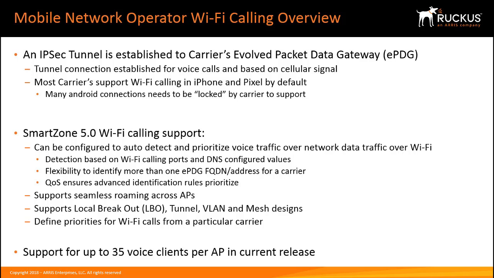Now this is outside of the SmartZone feature, but rather once that Wi-Fi calling attempt is made by the smartphone, the SmartZone feature allows you to identify those packets and prioritize them within the wireless LAN. Now this detection is based on the Wi-Fi calling ports that are being used and some DNS or IP addresses that we have configured within SmartZone.